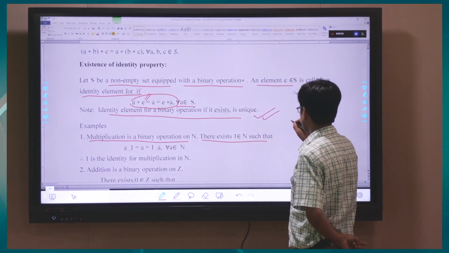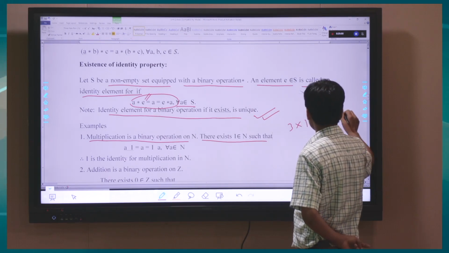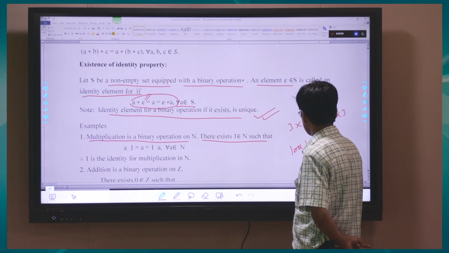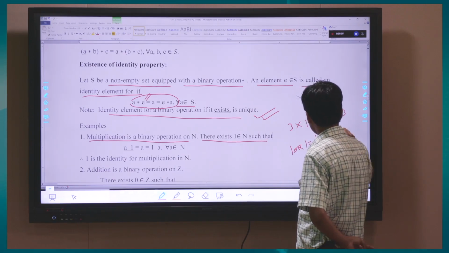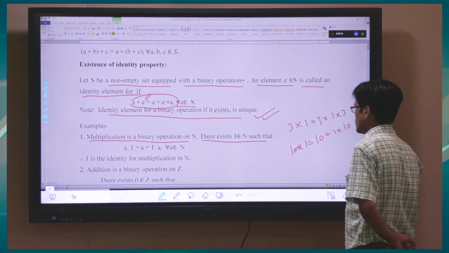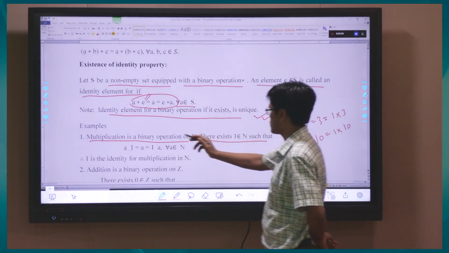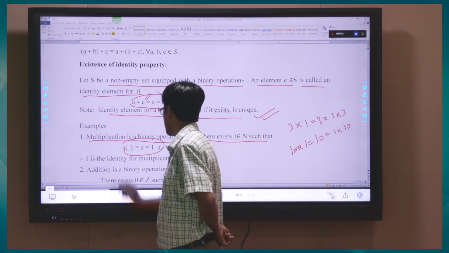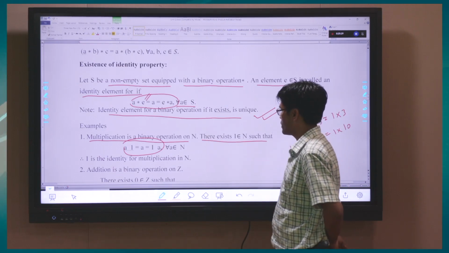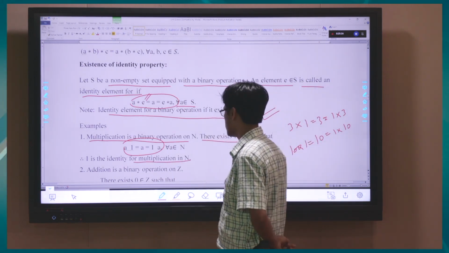Suppose 3. So 3 into 1 is equal to 3, and 1 into 3 is also 3. For any element, this condition is satisfied. Suppose 10 into 1 is equal to 10 is equal to 1 into 10. So for any element of the natural numbers, if we consider 1, then this condition is satisfied. Therefore 1 is an identity element of the binary operation multiplication on the set N of natural numbers. So 1 is the identity element for multiplication in N.